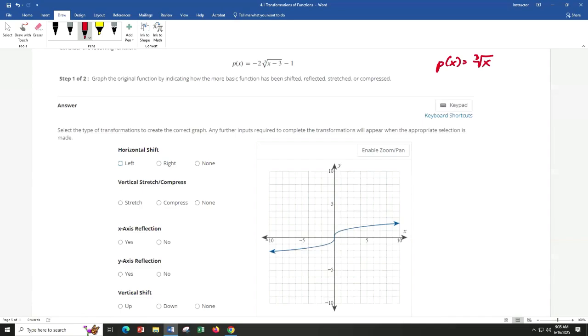Now we've got to decide, what did they do to this thing? The first thing I always do, especially when they look really, really bad like this, let's be honest, the cube root of x, the base function, says let's look and see what's happening inside that cube root first. So what are we going to do inside that cube root? What do they do?